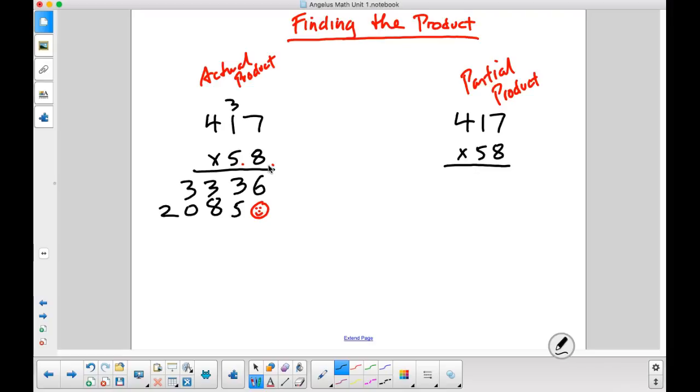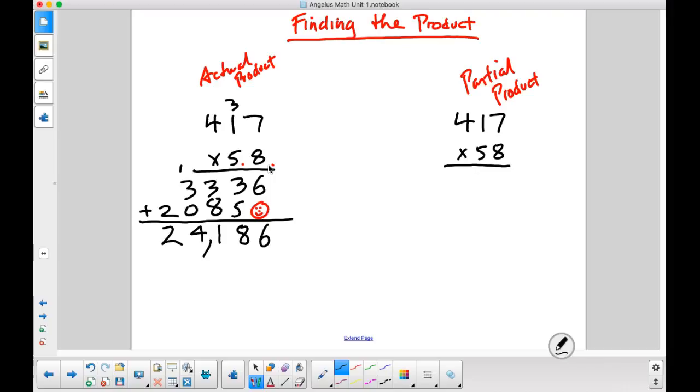All right, what am I going to do next? Add. Like this, 6, 8, and 11. Don't forget to regroup that. 4 and 2. And am I done? Why am I not done?